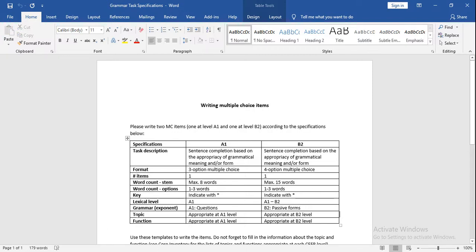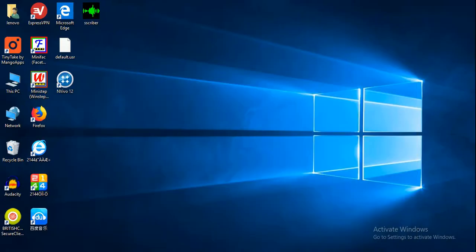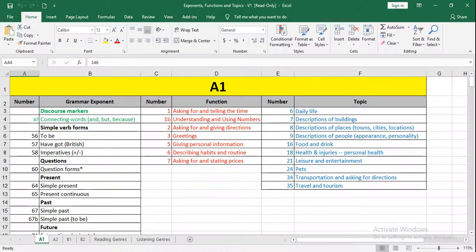Similarly, topic and function, it gives us a bit more of a broader specification to work with. It simply says appropriate at A1 level, appropriate at B2 level. So what does this actually mean? This is referring to this document here. This is a distilled version of grammar exponents, functions and topics that are appropriate at each level.